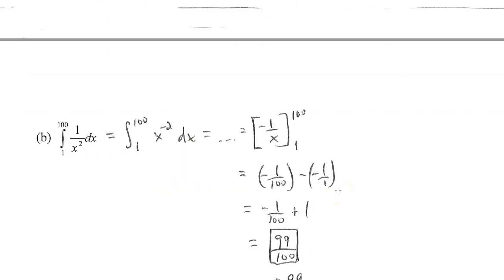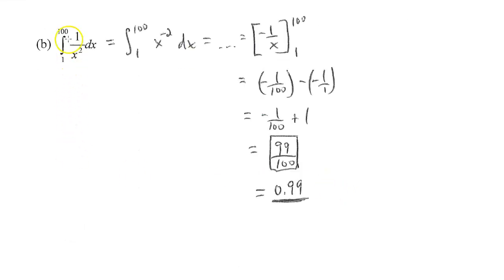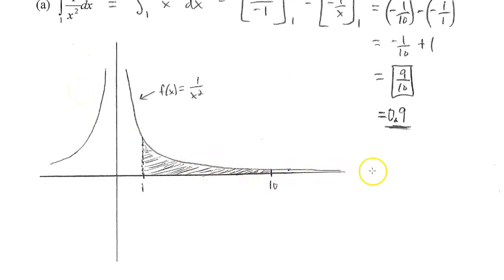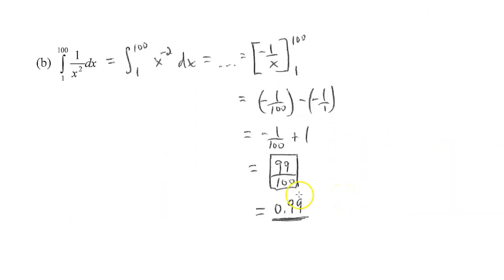Now let's change this up just a little bit. What if we integrated from 1 to 100 of the same function? So instead of going 1 to 10, we go 1 to 100. How much area are we going to add? Notice this is really close to the x-axis, but obviously we're going to be adding some area if we're integrating from 1 out to 100. So what is the area if we integrate from 1 to 100 of the same function?